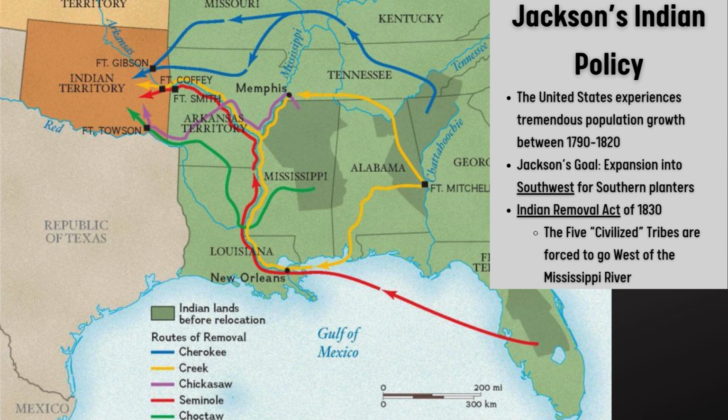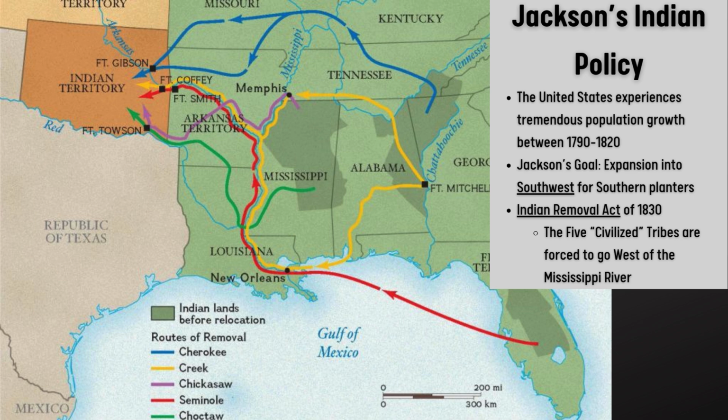Let's look at Jackson's Indian policy. During the years from 1790 to 1820, the United States saw tremendous population growth. This set the stage for President Andrew Jackson's goal of expanding territory into the Southwest, aiming to benefit Southern planters. This policy would lead to profound changes, especially for the Native American tribes.